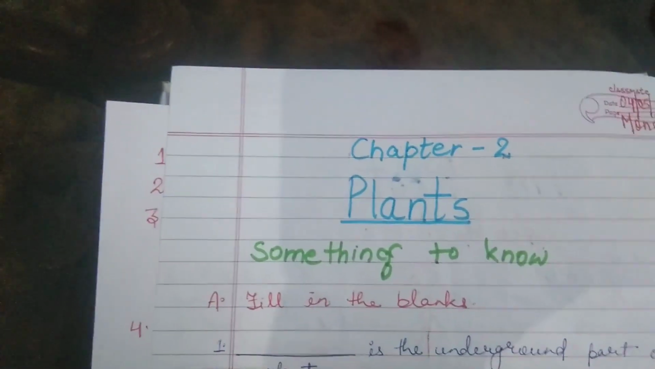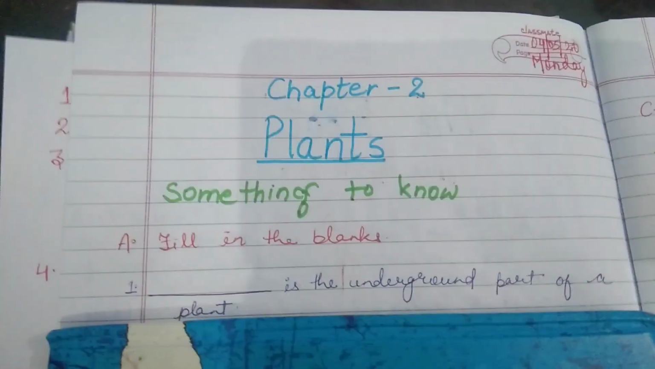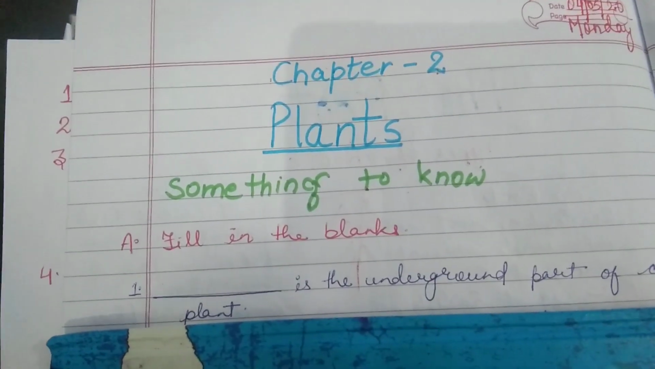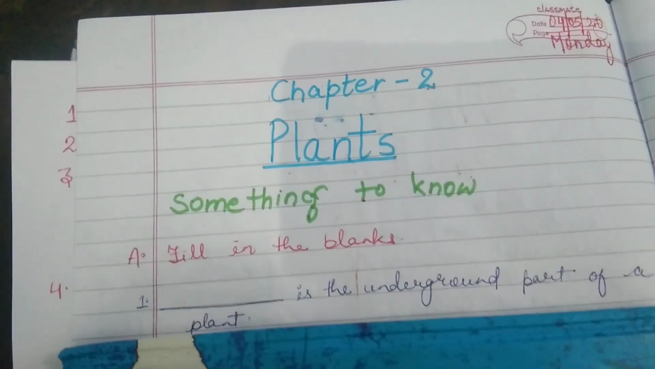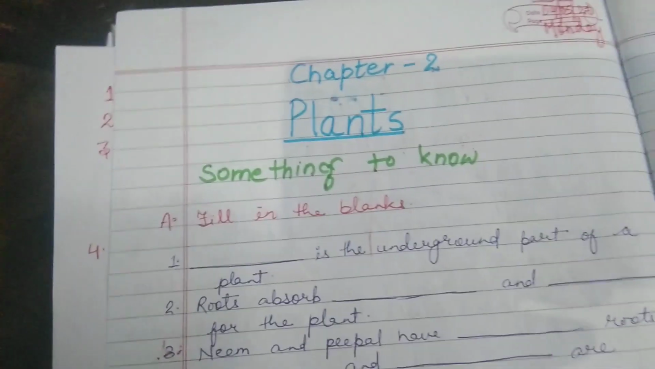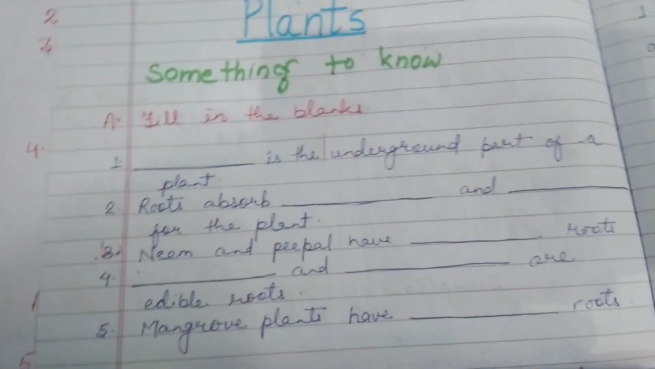So let's start with question number A. Your question number A is fill in the blanks, which comprises of 5 questions. Let's see one by one.